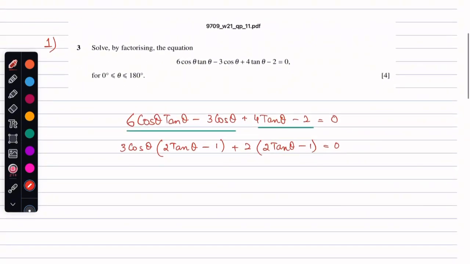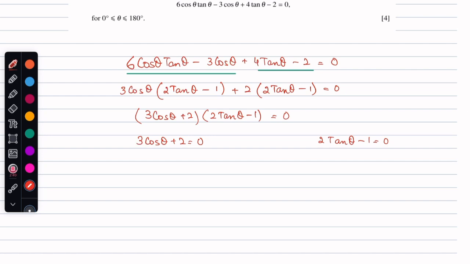So here I can see I have 2 brackets. One is for 3 cos theta plus 2, and the other is for 2 tan theta minus 1, and this shall be equal to 0. So I can say that it's 3 cos theta plus 2, which equals 0, and I have 2 tan theta minus 1, which also equals 0. So cos theta then shall be equal to negative 2 divided by 3.